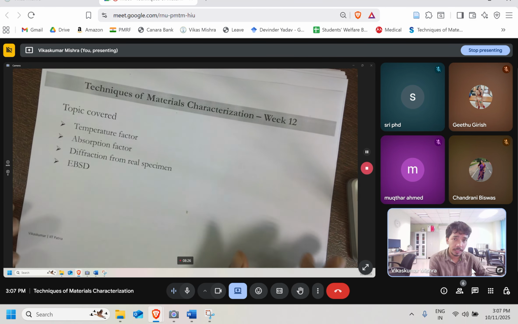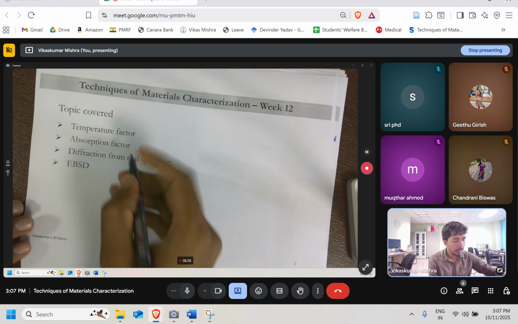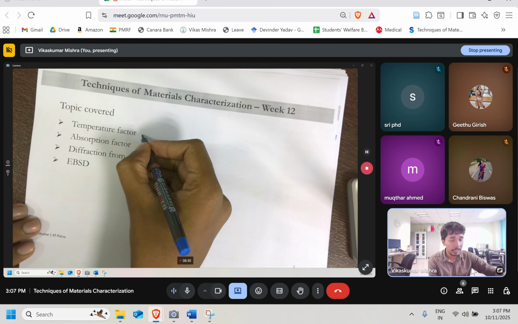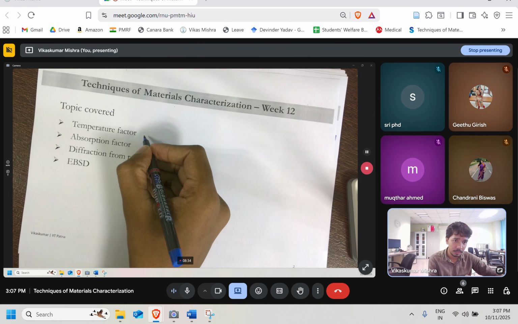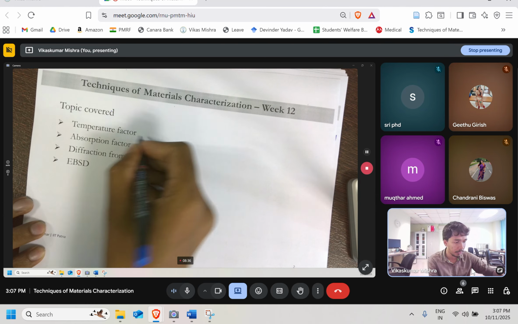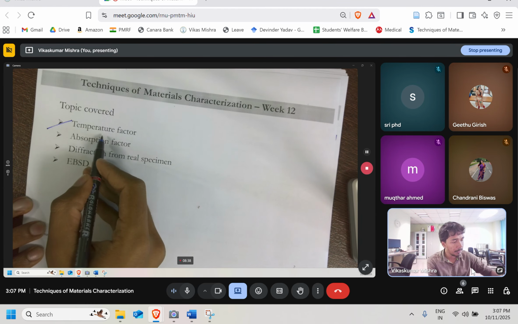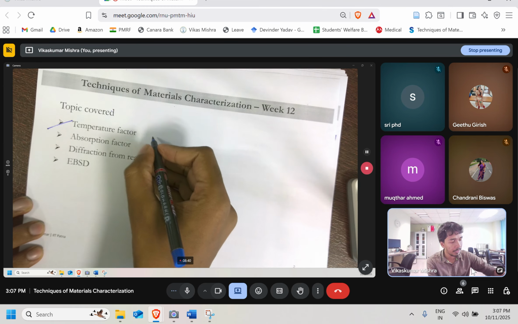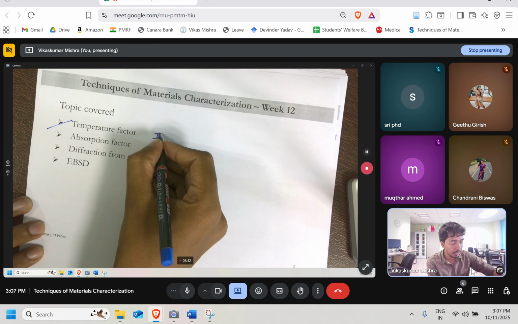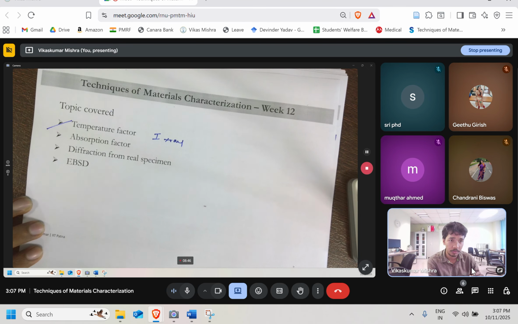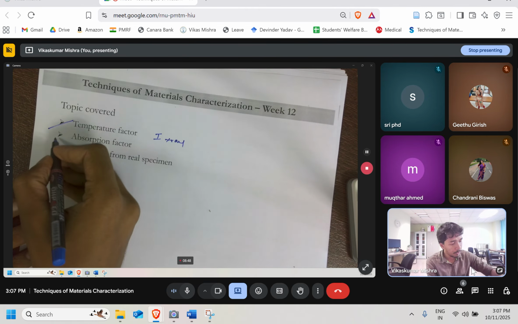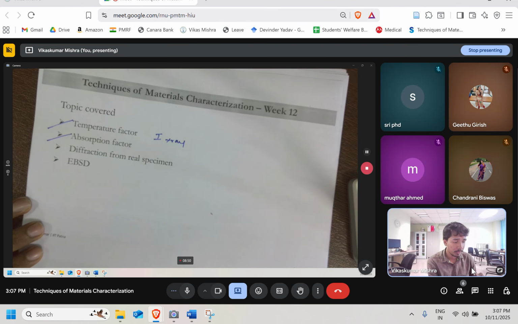These are the list of the content that we have covered in this particular week. Last time I told you that the temperature factor was not taken into account in the week 11 doubt solving session, but this time we are going to do that. How is the temperature going to affect the intensity of the X-ray, the diffracted beam we are talking about? And then there is the absorption factor, which we will discuss.